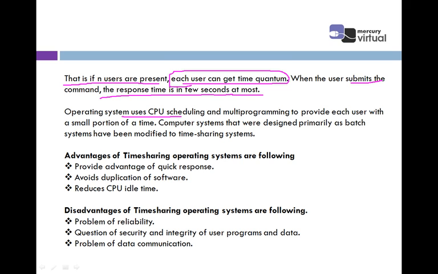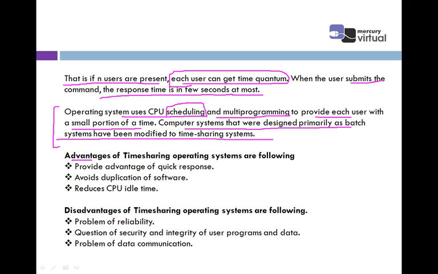The operating system uses CPU scheduling. Scheduling means when to schedule which process, and multi-programming to provide each user with a small portion of time. Computer systems that were designed primarily as batch systems have been modified to time sharing systems. So this paragraph differentiates between the multi-programming and batch system and the time sharing system.